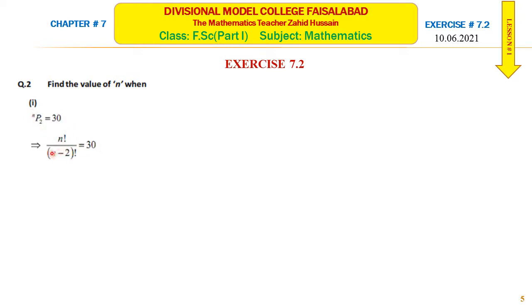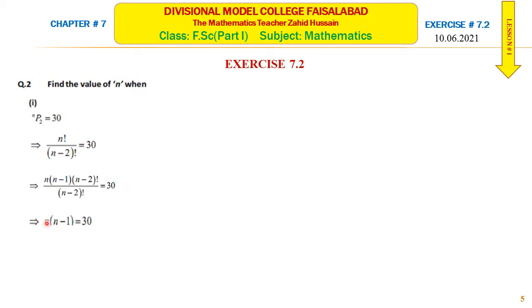Now n factorial, and in the denominator there is (n minus 2) factorial. So write n factorial such that you stop at n minus 2. So we get n into (n minus 1) into (n minus 2) factorial. In the denominator there is (n minus 2) factorial, and this is equal to 30. This (n minus 2) factorial is cancelled with (n minus 2) factorial, and we are left with n into (n minus 1) is equal to 30.